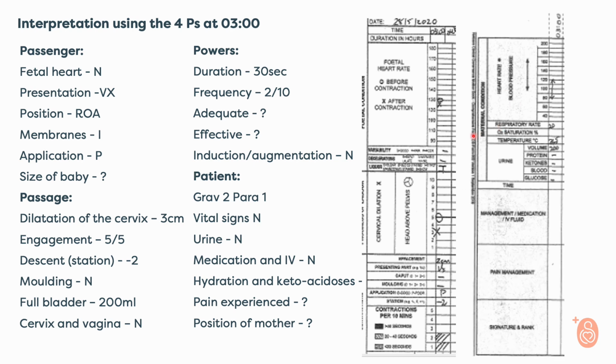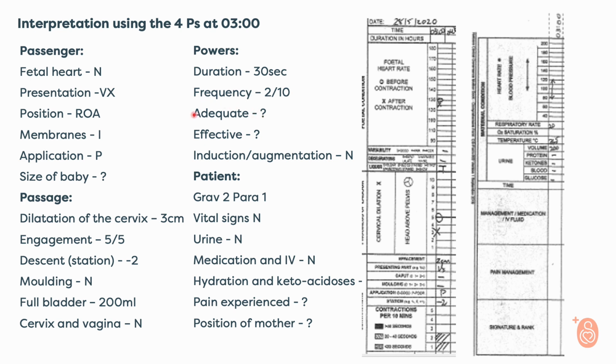Now when we go to the next P, which is the powers, as we've said previously, so very important, we see here that there are 2 contractions in 10 minutes with diagonal stripes, which means that the contractions are between 20 to 40 seconds long. Now we got the information here that these contractions are 30 seconds long. So we have 2 contractions in 10 minutes, that's 30 seconds long.